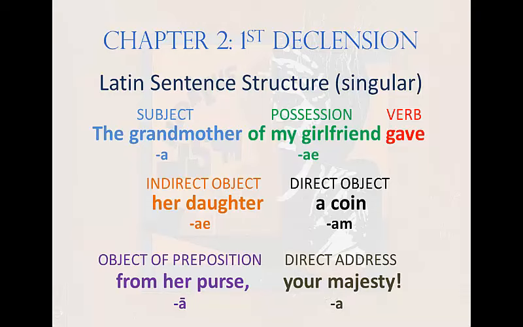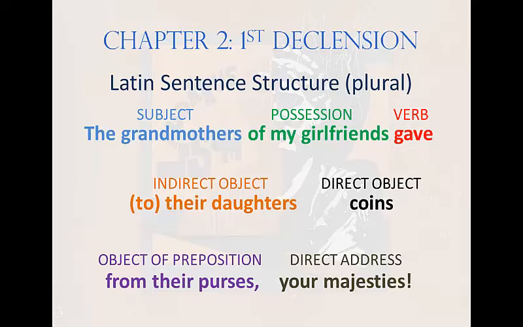If we make the nouns in this sentence plural, so that it reads, the grandmothers of my girlfriends gave to their daughters coins from their purses, Your Majesties, though the cases would not change, the endings would become plural, so that grandmothers would have an ae ending, of my girlfriends would have an arum ending, to their daughters, is, coins, as, purses, is, and Your Majesties, ae.